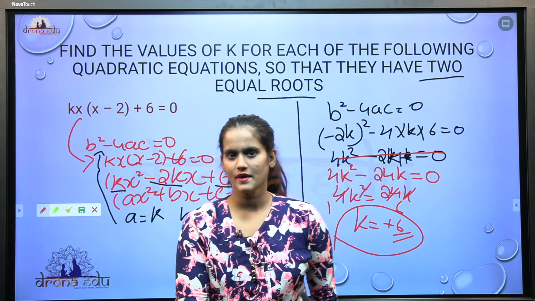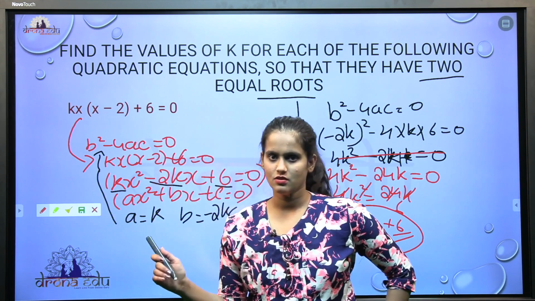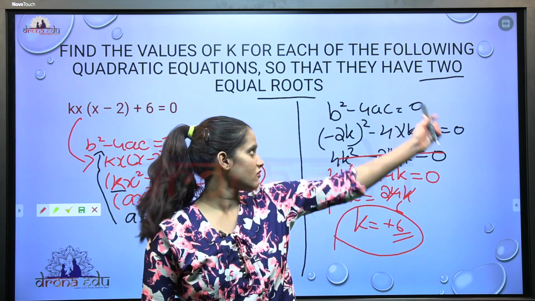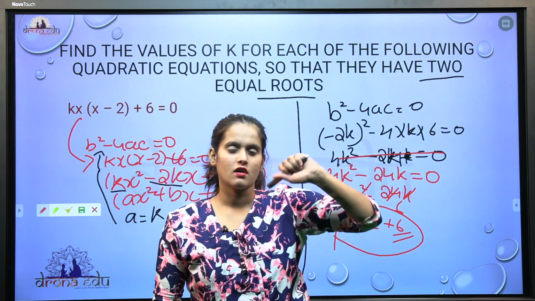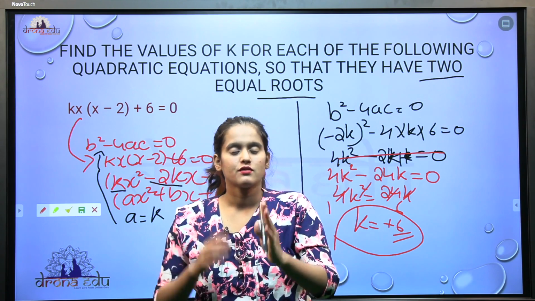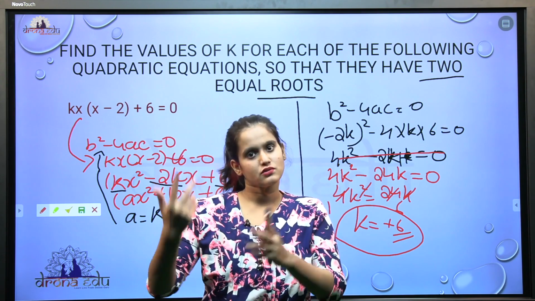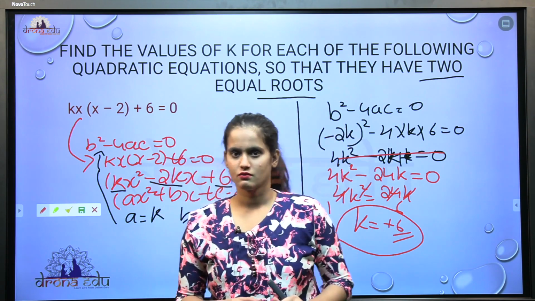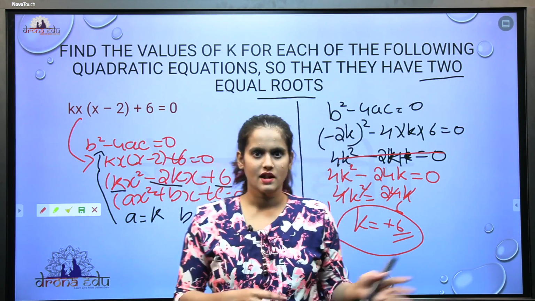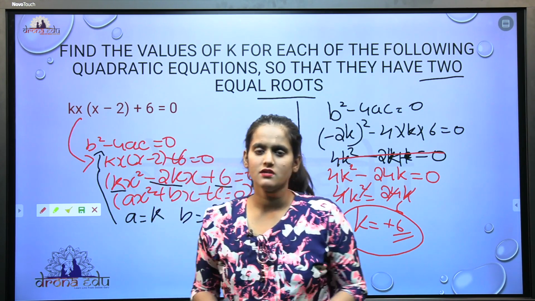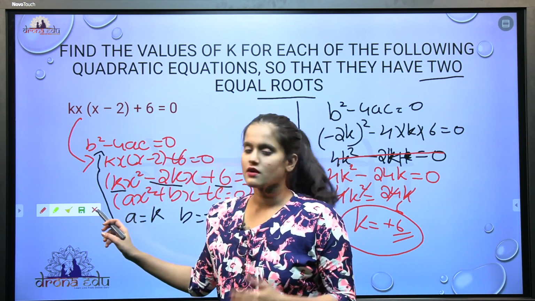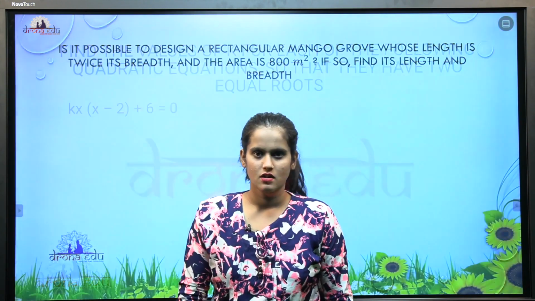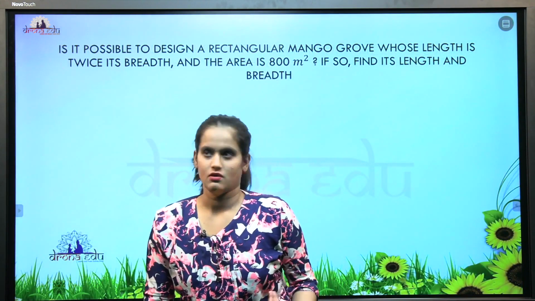Likewise, you can find the k value if they are given like this, and they may give you the condition whether it will be real roots, two distinct roots, two equal roots, or no roots. Here they have given two equal roots, with that I applied and found that k is equal to 6. That's how we can find it using this formula. Let's see some more questions, a different type of question which they may ask in your exam.